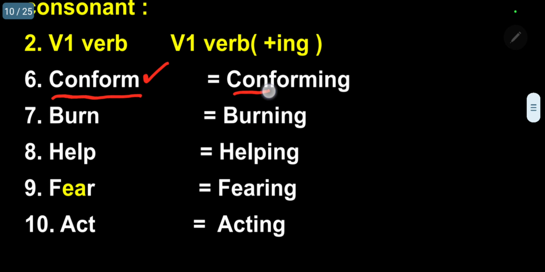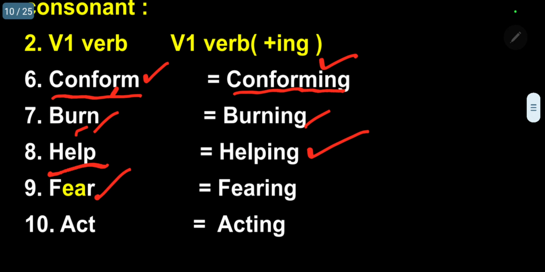So I am converting into conforming, adding ing. Because the end letter is M, and the preceding letter is a consonant R, conforming. Burn, burning. The end letter N is preceded by R. Then help, P, L is a consonant, so helping. Fear, R, two vowels, so fearing. Act, T, and C is the preceding consonant, so I am adding ing: acting.